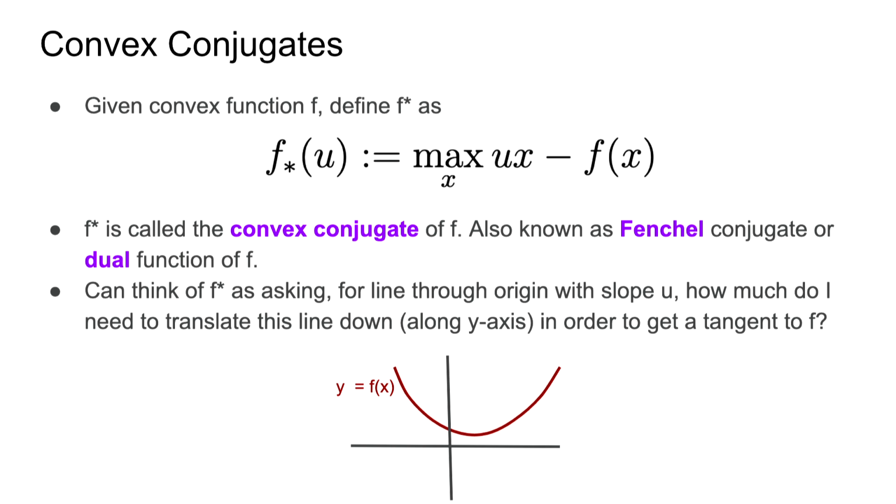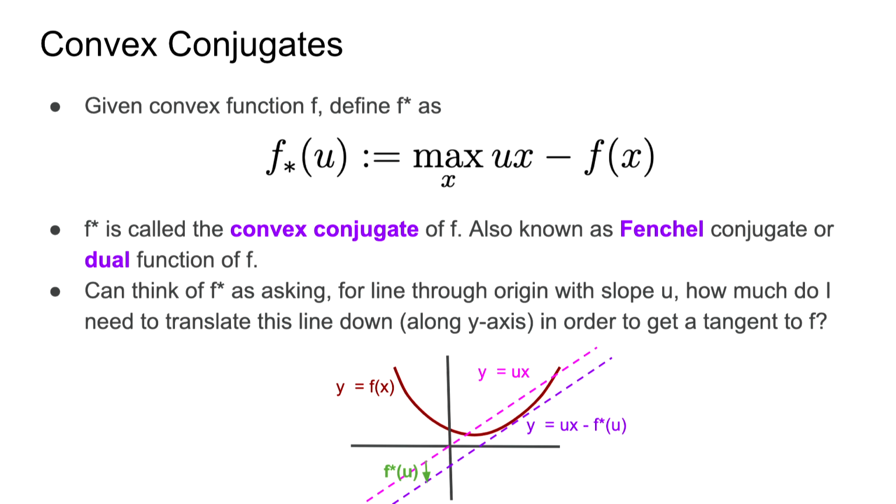If you want some geometric intuition, here's a graph of y equals f of x. It's some convex function. And what this optimization is doing is saying, I have some line with slope u, and it's asking me, how far down should I move this line with slope u to get a line that's tangent to my convex function f? And how far you move it down is the conjugate function. So the conjugate function maps a slope u to how far you need to move that line down to get a tangent to your original function f.